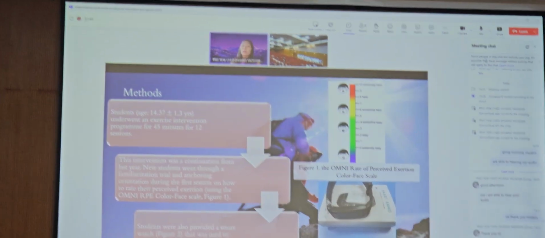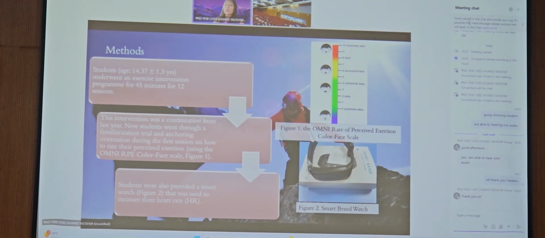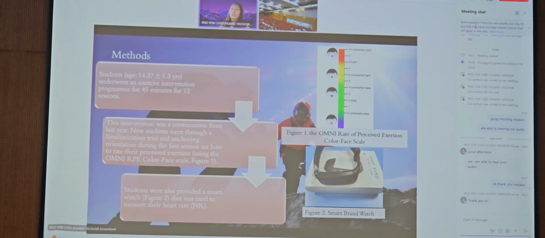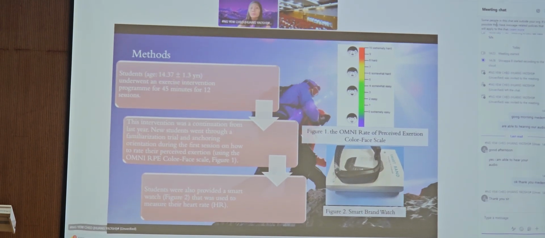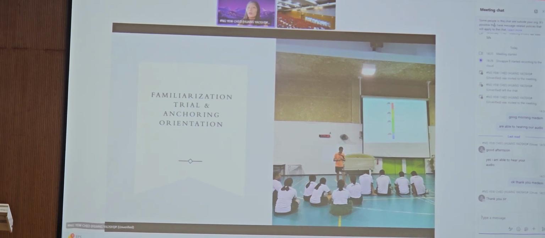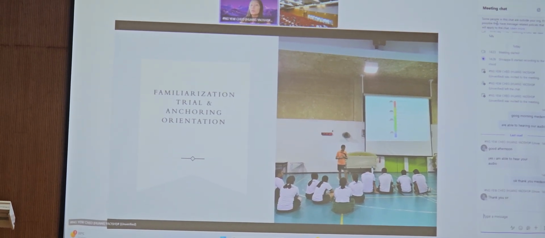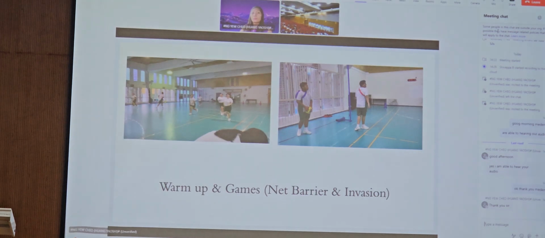So this time around, instead of using the Polar heart rate sensors, the students were provided a smartwatch. This was like an incentive. If they finish all the sessions, they could keep the smart watch. So this was the familiarization trial and anchoring orientation, where the Omni RPE scale was explained to the students, how they should use the scale.